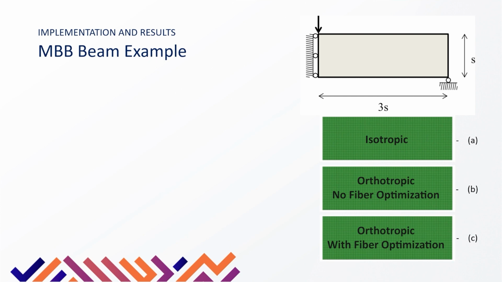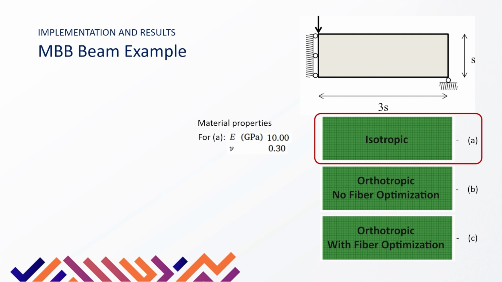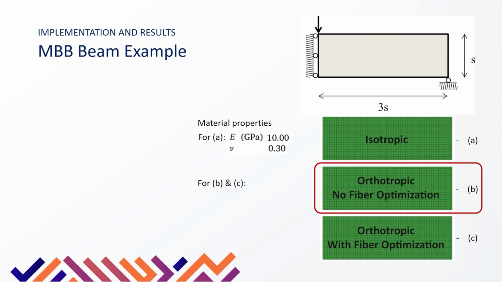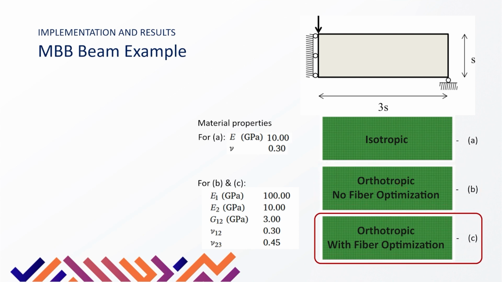And here are the results of this approach. In this example, I used a Messerschmitt-Bölkow-Blohm (MBB) beam to be optimized in 3 different setups. The graphs show only the right half of the beam. A uses BESO isotropic optimization with isotropic material with a modulus of elasticity of 10 gigapascal and a Poisson ratio of 0.3. B has an orthotropic material with these properties, but with no fiber optimization. The main direction of the material is in this direction. C is the result of this approach, BESO for 3D printed FRPs, and it has orthotropic material properties, but with fiber optimization.